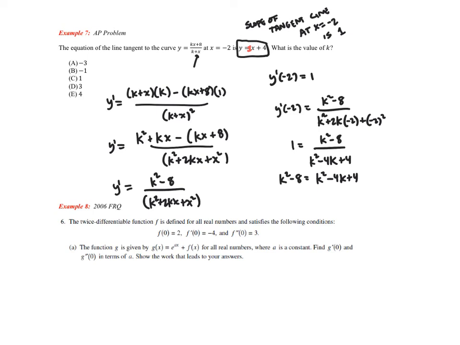Okay, so the k squareds will reduce. If I subtract 1, and then add 8, I get 0 equals -4k plus 12. Not sure why I didn't just subtract the 4 over, but that's all good. So 4k equals 12, so k must equal 3. So the value of k has to equal a positive 3 in order for the slope of the tangent line at x equals -2 to be 1.